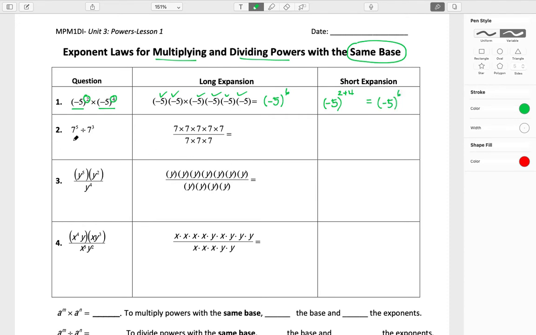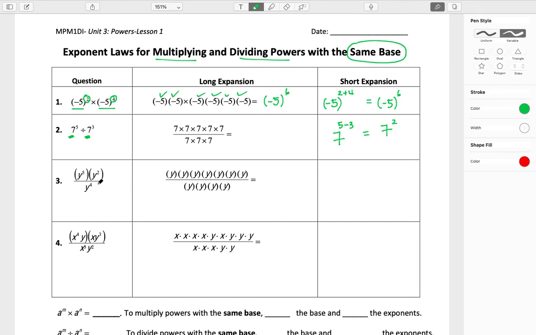On the other hand, if we are dividing with the same base, in this case the base is 7, the base stays the same. When you're dividing, you subtract the exponents. So 5 minus 3, which is 7 squared.